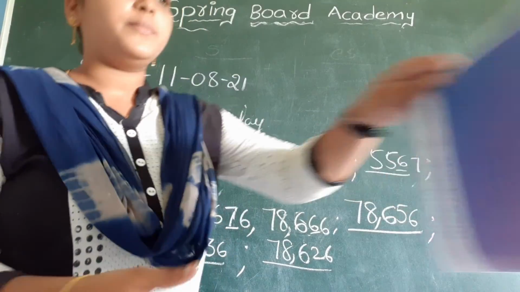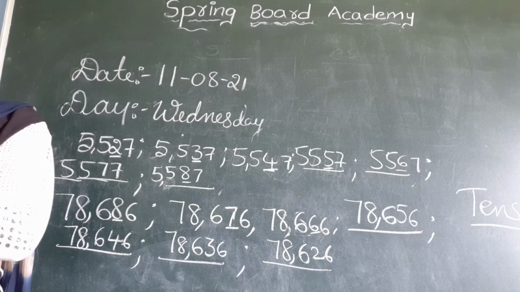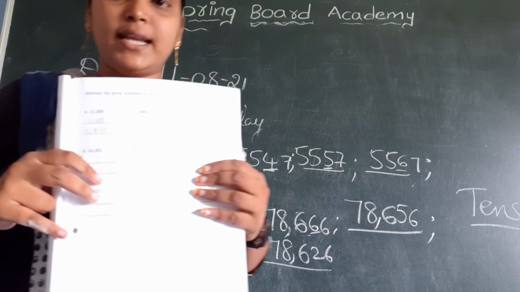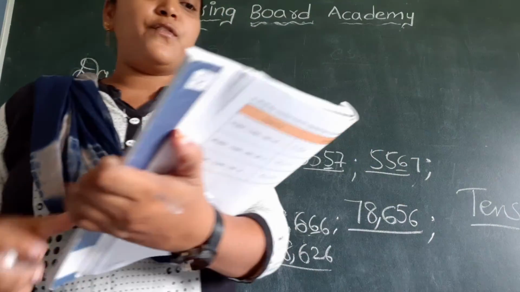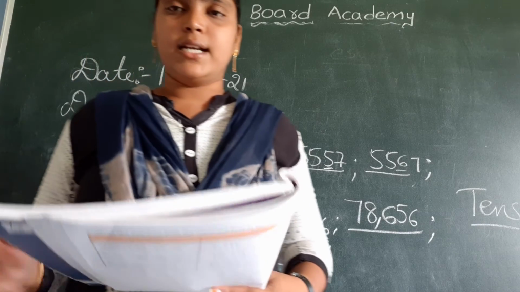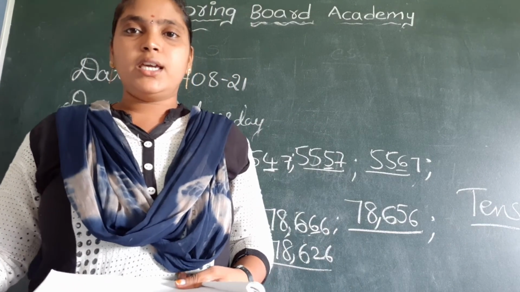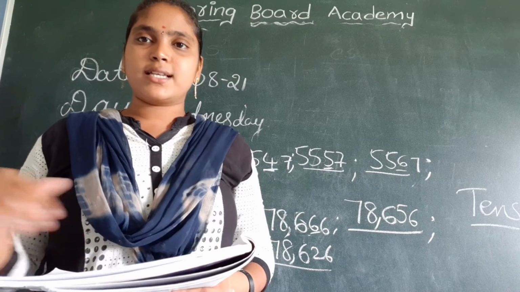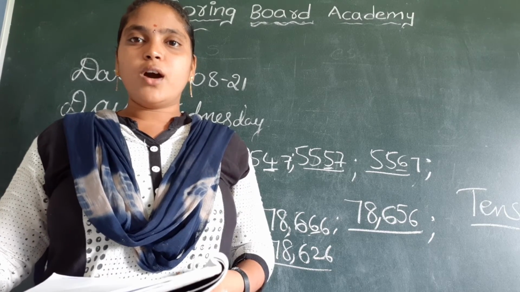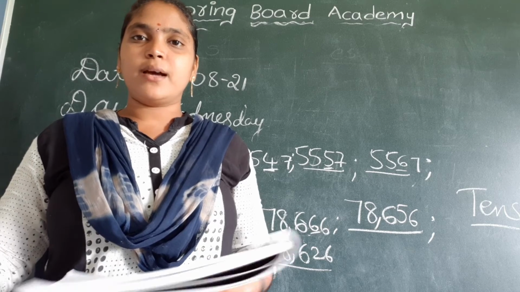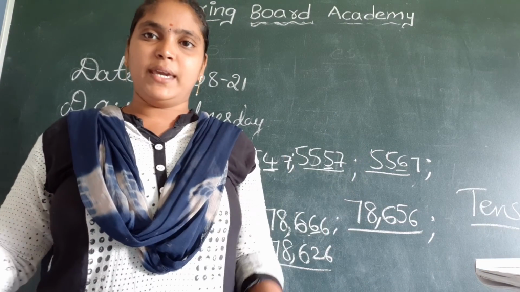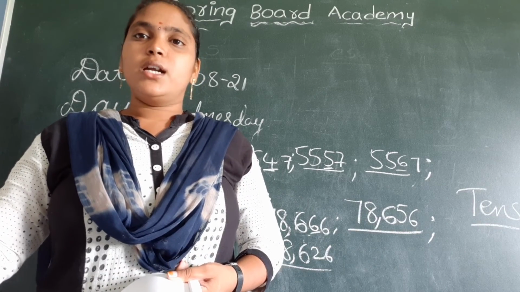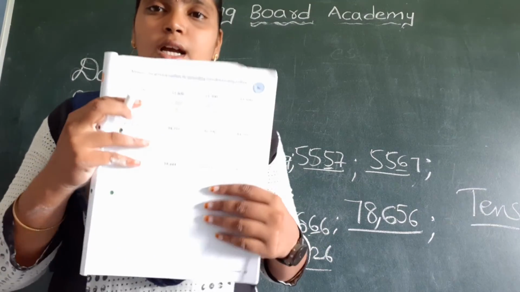Now, everyone open the companion, children. Open companion page number 23. Arrange the following numbers in ascending order and descending order. So what you have to do, children, is arrange the given numbers in ascending order and descending order. We have discussed ascending and descending order. Ascending order means arranging numbers from smallest to largest, and descending order means arranging numbers from biggest to smallest. Like that you have to complete this page, children.